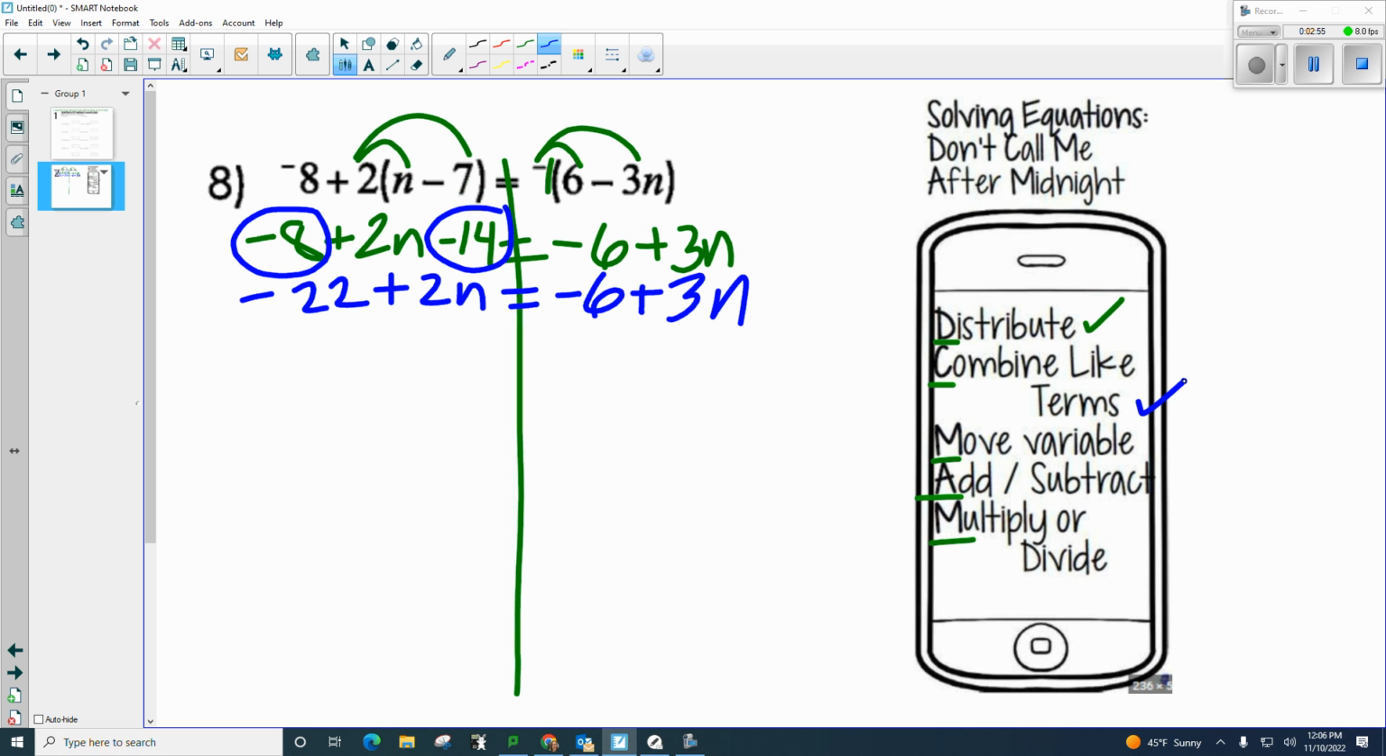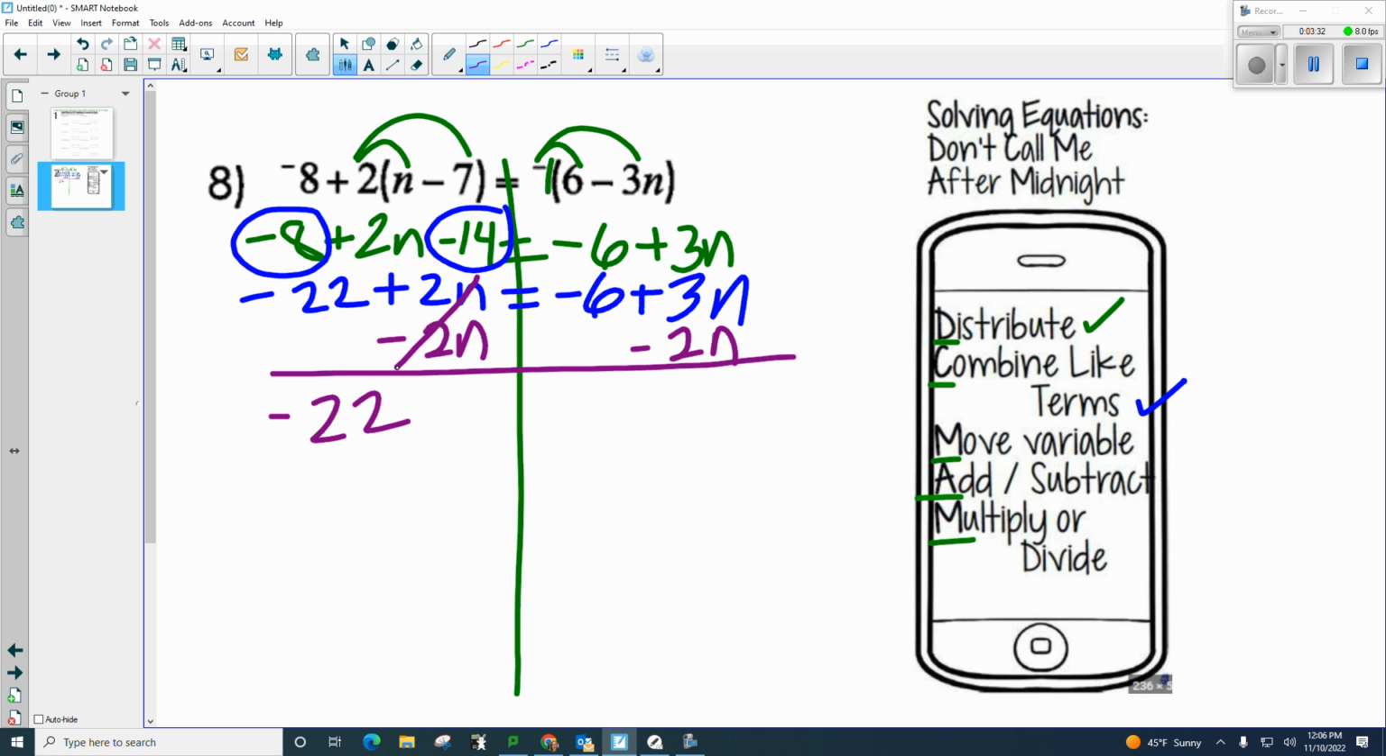The third says move the variable. This is where you have some choices. You can either move this 3n over here with the 2n, or you can move the 2n over here with the 3n. The thing you have to remember when you're moving from one side of the equation to the other, you use the inverse operation or the opposite. So if this is a plus 2n, I'm going to choose to move the 2. So I'm going to do -2n. And whatever I do on one side of my equation, I have to do to the other side to keep it balanced.